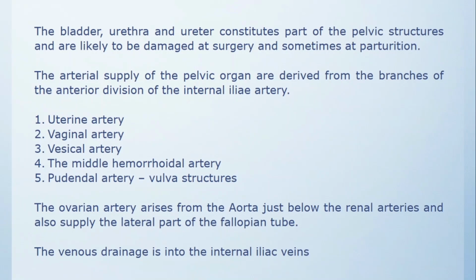The venous drainage of this internal genitalia is into the internal iliac veins, following the various arteries: the uterine artery, the vaginal artery, the vesical artery, the middle hemorrhoidal artery, and the pudendal artery, to enter into the internal iliac veins, and before they enter into the main venous supply.